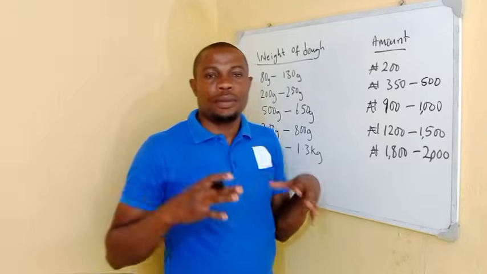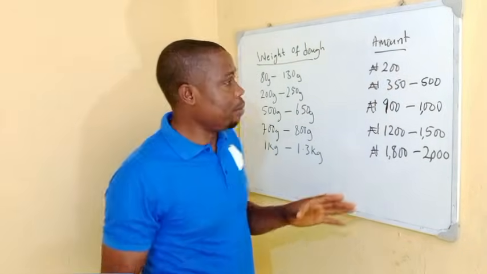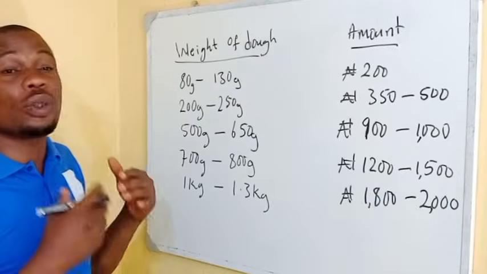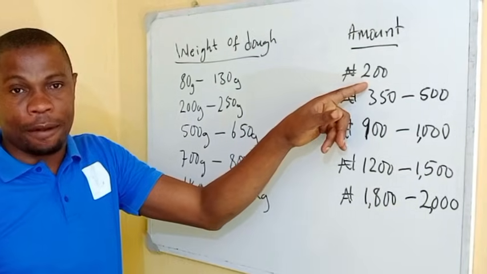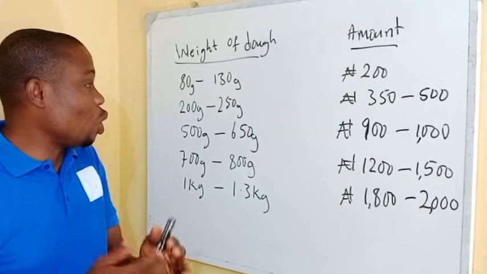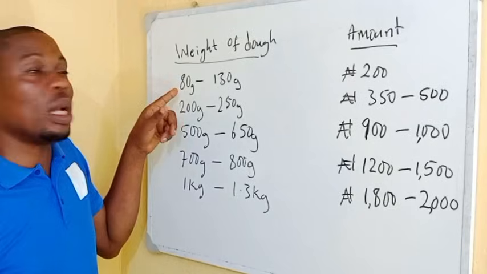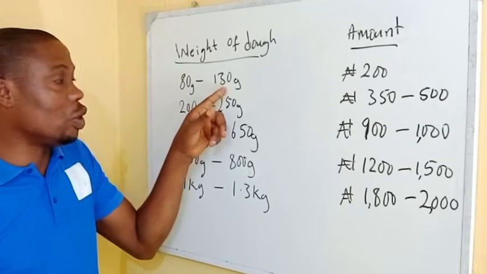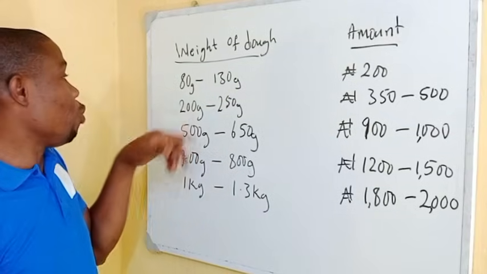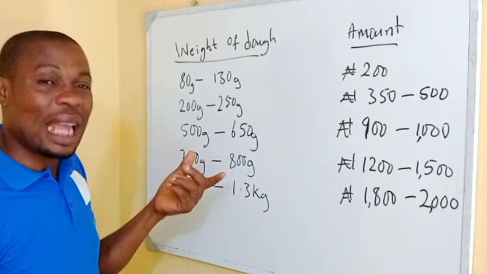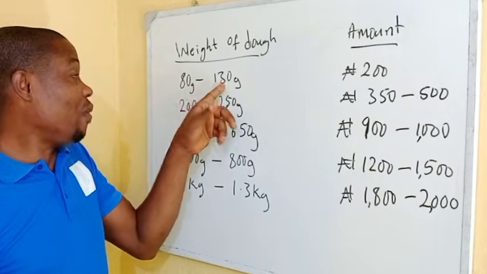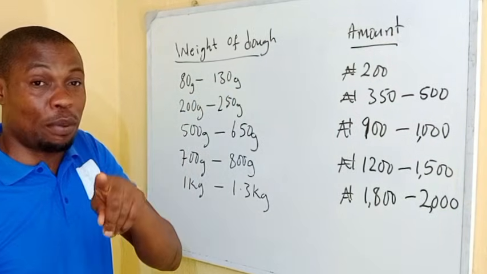If you are targeting the retail stores out there, let's look at the format I provide here, and it will guide you. If you want to sell bread of 200 naira, then the weight of your dough should be between 80 to 130 grams. It could be 100 grams, 90, 110 or 120, but it should not exceed 130. If it exceeds 130, you will not make profit.